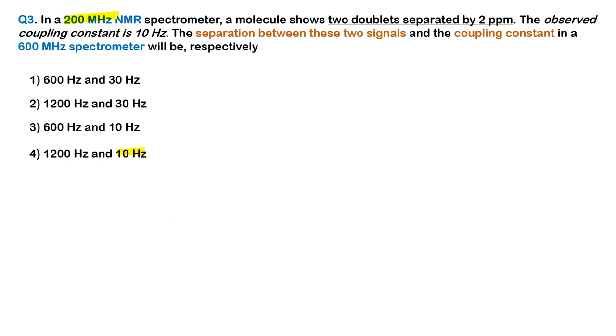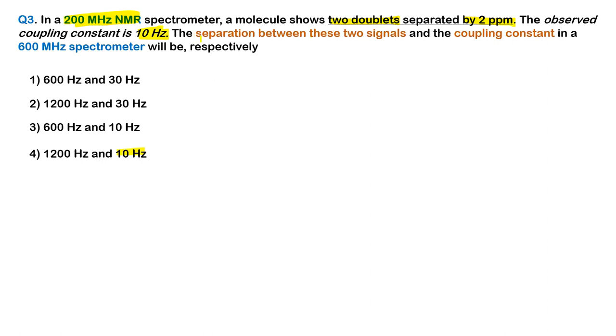In a 200 megahertz NMR spectrometer, a molecule shows two doublets, and these two doublets are separated by 2 ppm. The observed coupling constant is 10 hertz. So this is all the information that we have from recording an NMR on a 200 megahertz machine. We are getting two doublets, separated by 2 ppm, and the coupling constant observed for these two doublets equals 10 hertz.